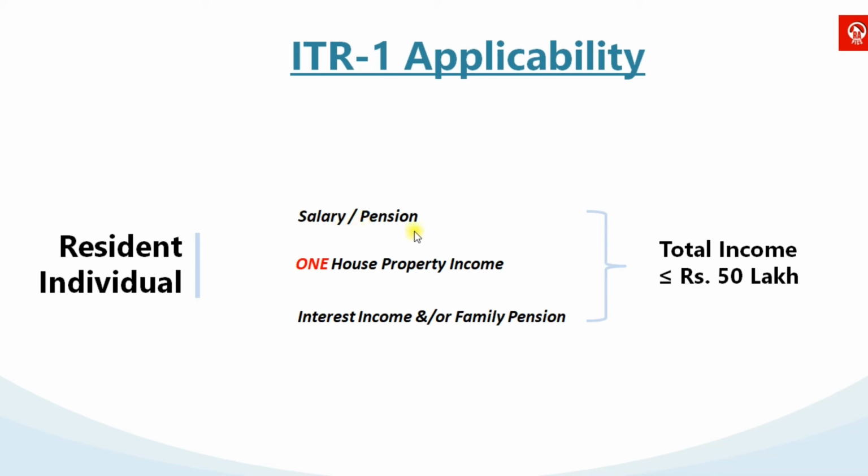Those are salary income, one house property income, or loss in case you are claiming interest on housing loan, but not carry forward and brought forward loss. Then interest income, family pension, dividend income and agricultural income not more than 5,000 rupees. One more condition is that total income from all these sources should not be more than 50 lakhs. So remember this applicability scenario only. If you can remember this, then no need to worry about the non-applicability scenario.